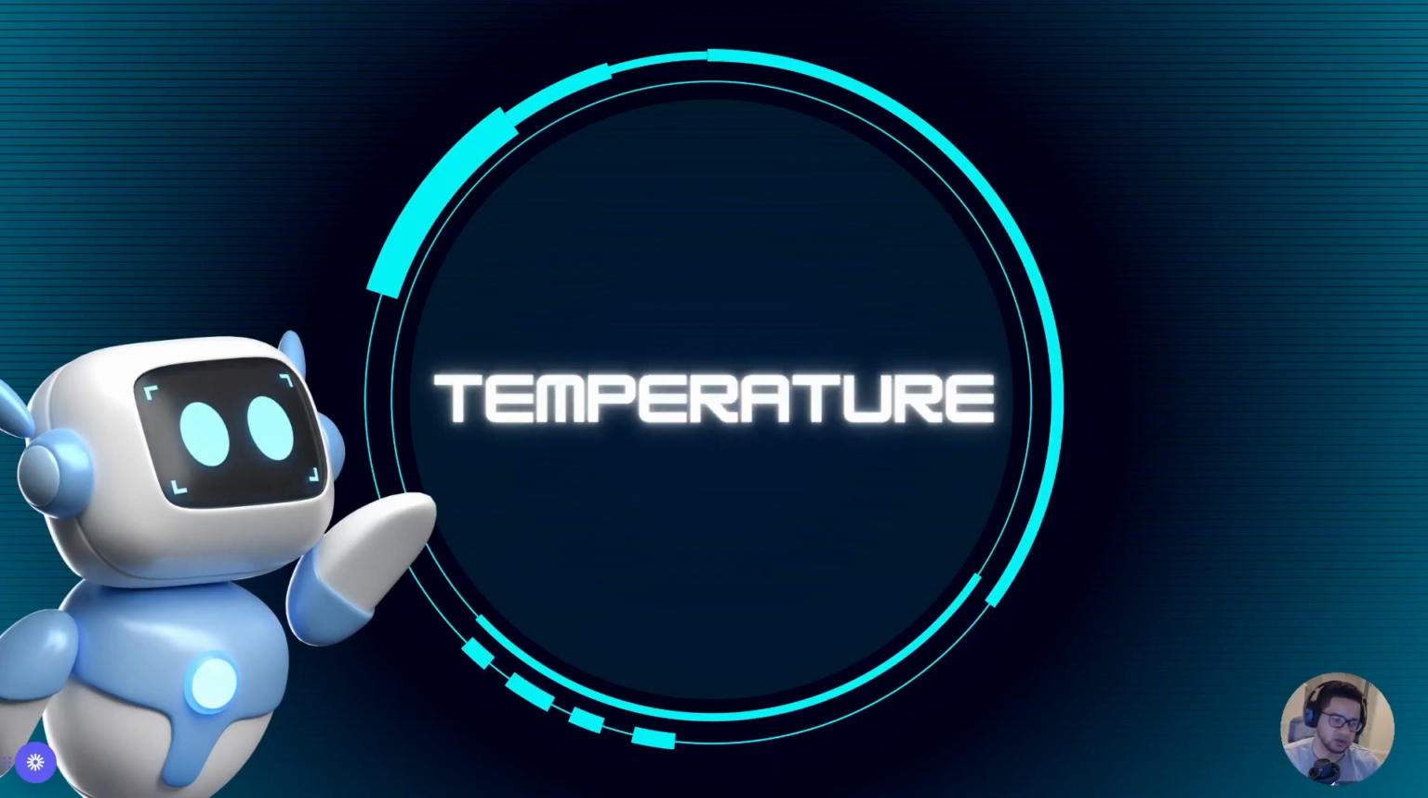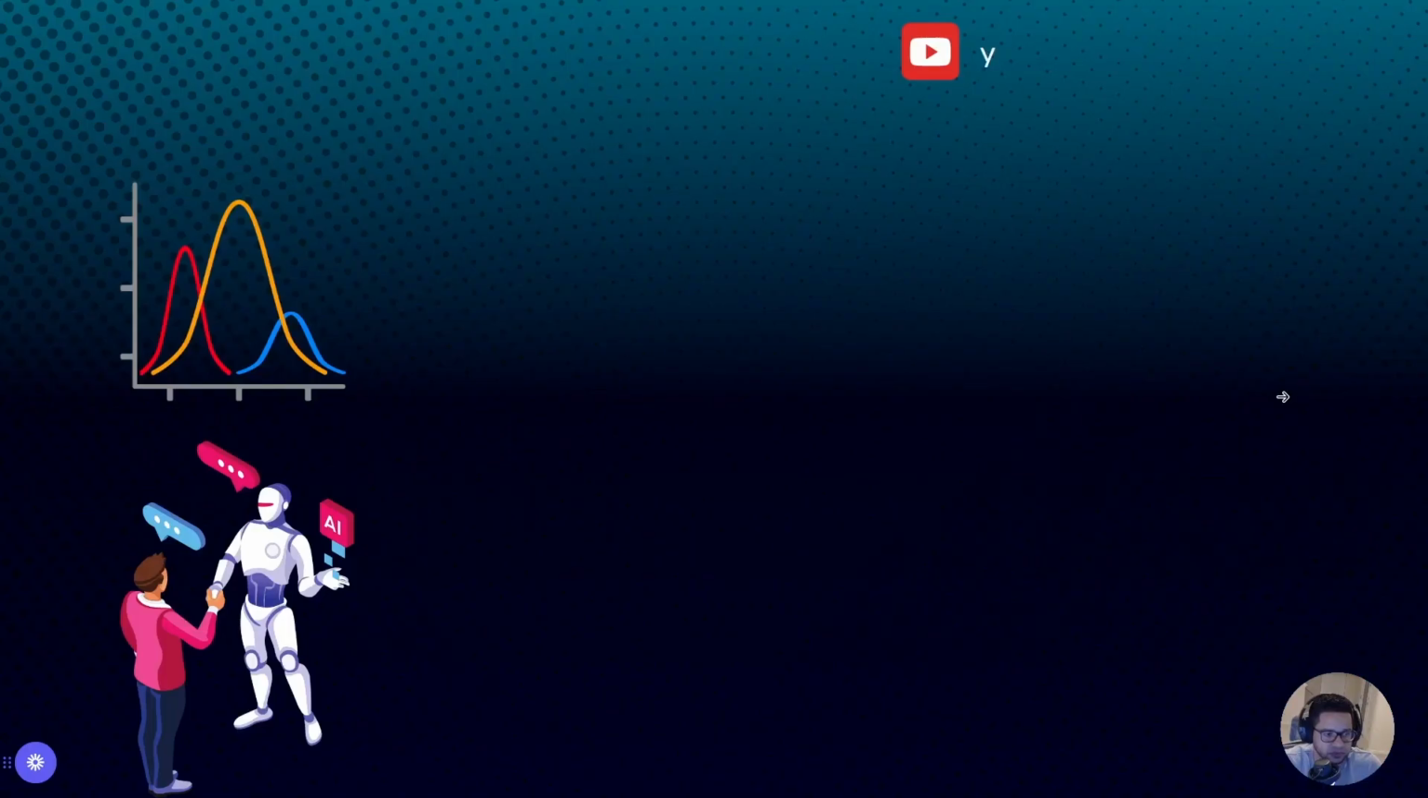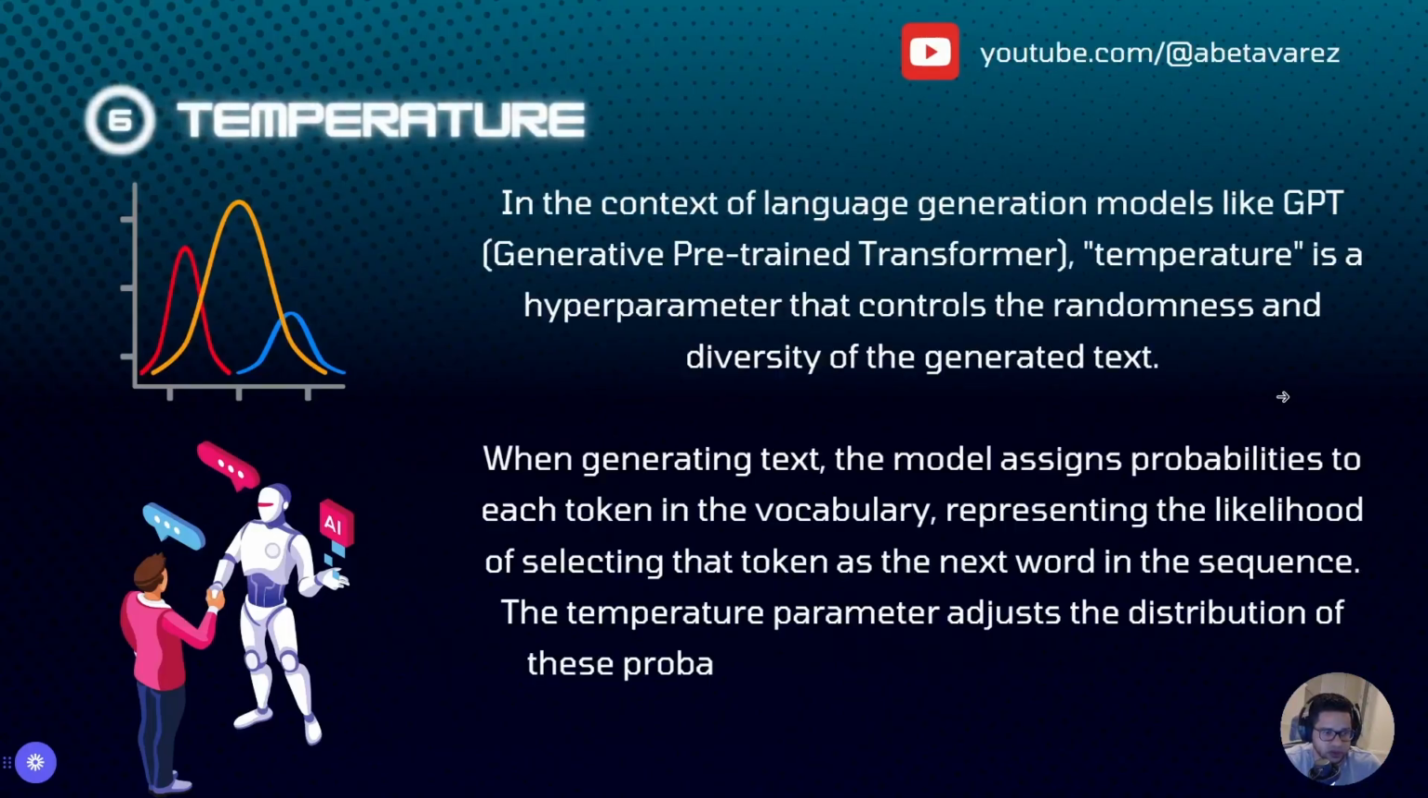Last, we're going to see the temperature. So in the context of language generation models like GPT, temperature is a hyperparameter that controls the randomness and diversity of the generated text. When generating text, the model assigns probabilities to each token in the vocabulary, representing the likelihood of selecting that token as the next word in the sequence that it generates. The temperature parameter adjusts the distribution of these probabilities before sampling the next token.